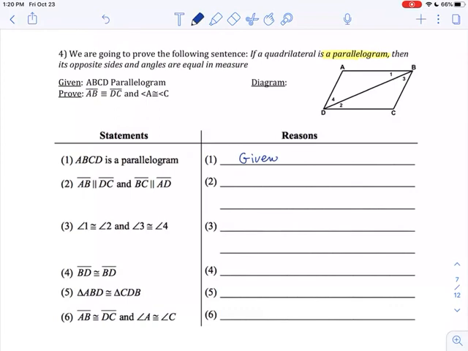All right, so ABCD is a parallelogram. We're just filling out the reasons for this. That's the given. How do I know that AB is parallel to DC and BC is parallel to AD? Well, that's basically what a parallelogram is. Remember our definition. Both opposite sides are parallel. So we're just going to write definition of parallelogram.